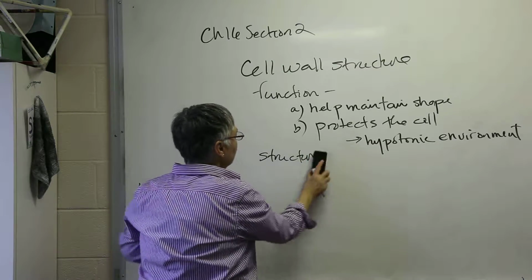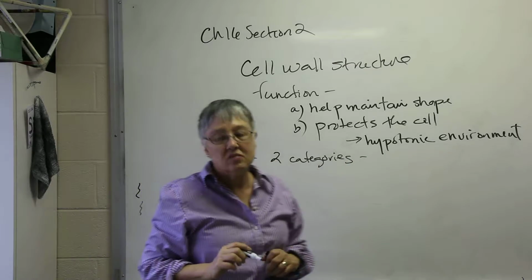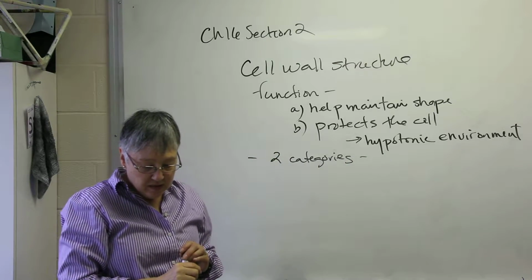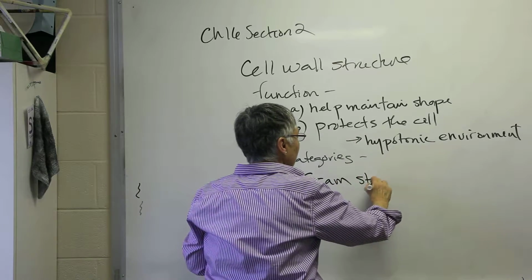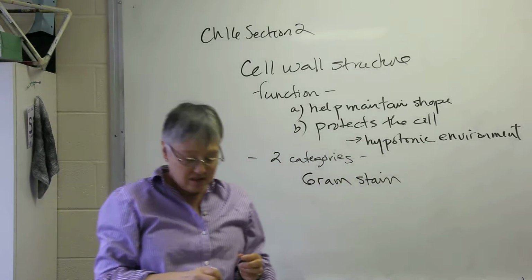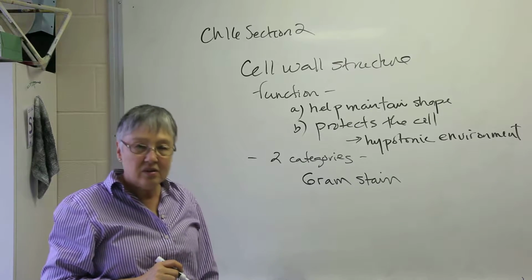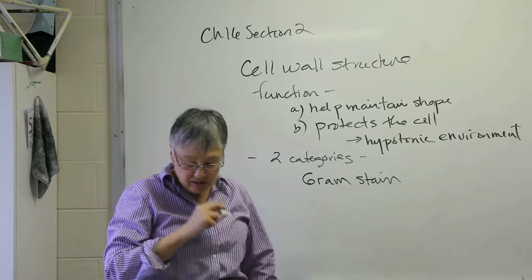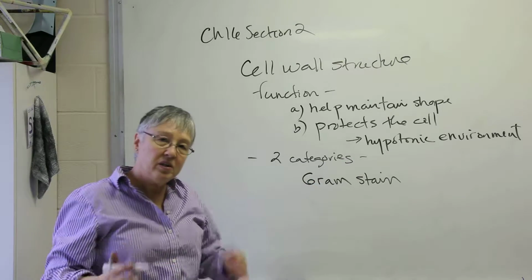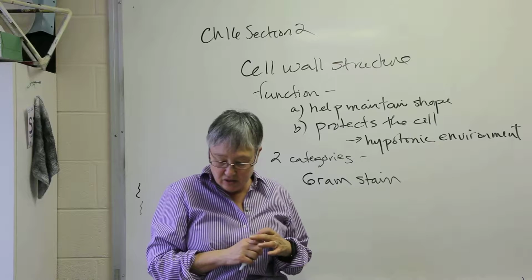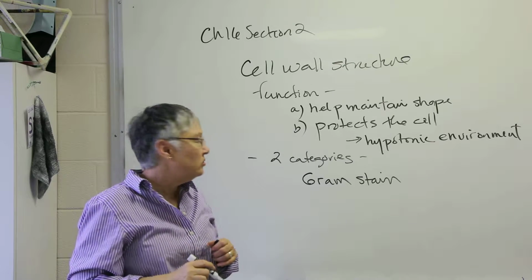There are two categories that are recognized regarding the structure of the cell wall. And we sometimes refer to them by how they react to a particular staining technique that's used by microbiologists. This staining technique is called a Gram stain. It was first used by an individual by the last name of Gram. The reason this type of stain is important is that it helps physicians determine what kind of antibiotics to use to treat a disease. So it's a valuable tool in medicine.